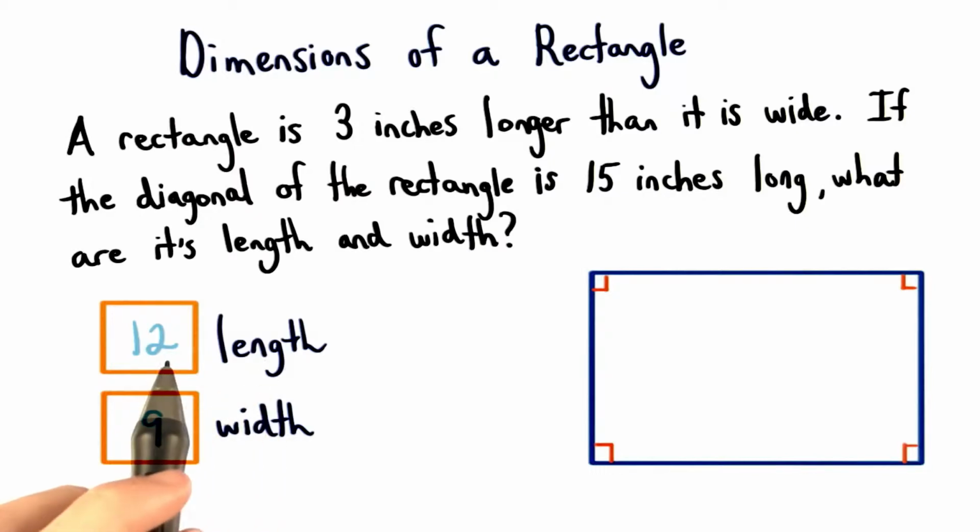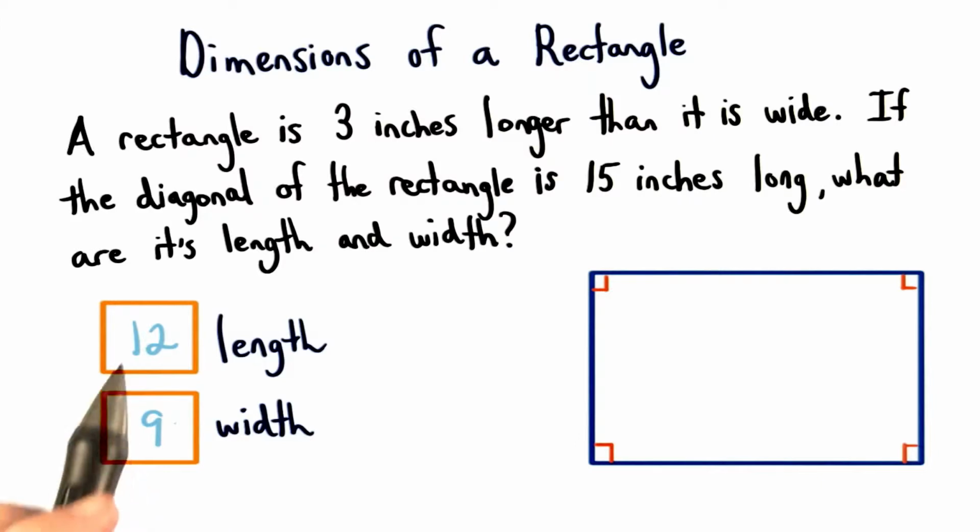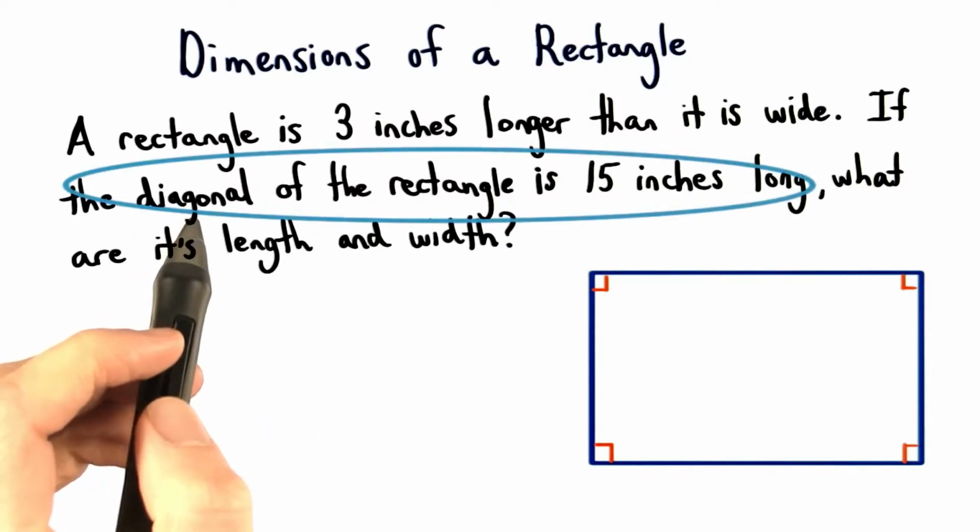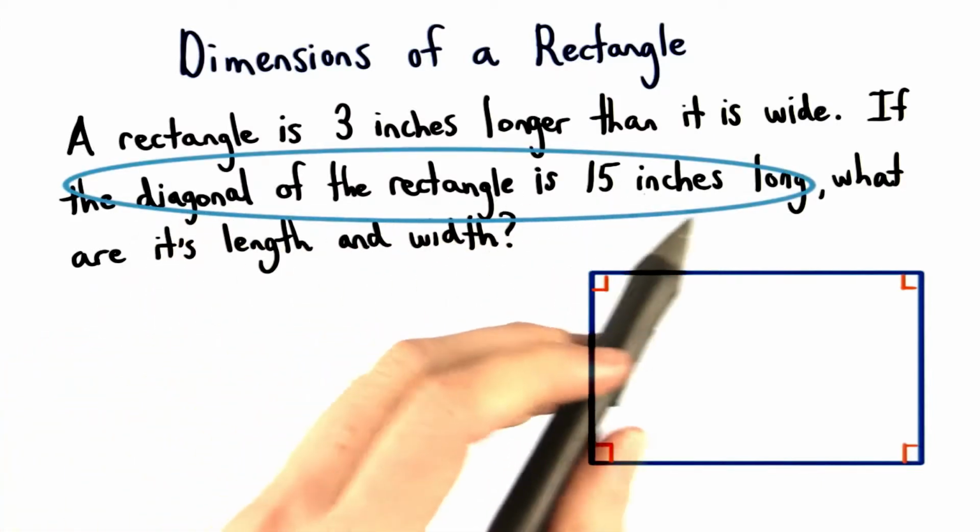The length of the rectangle is 12 units long, and the width is 9 units. Great work if you found these two numbers. The key to this problem is that the diagonal is 15 inches long.